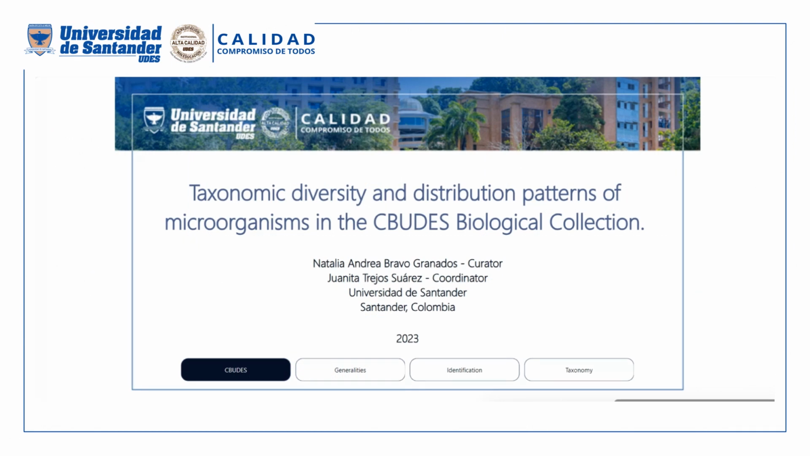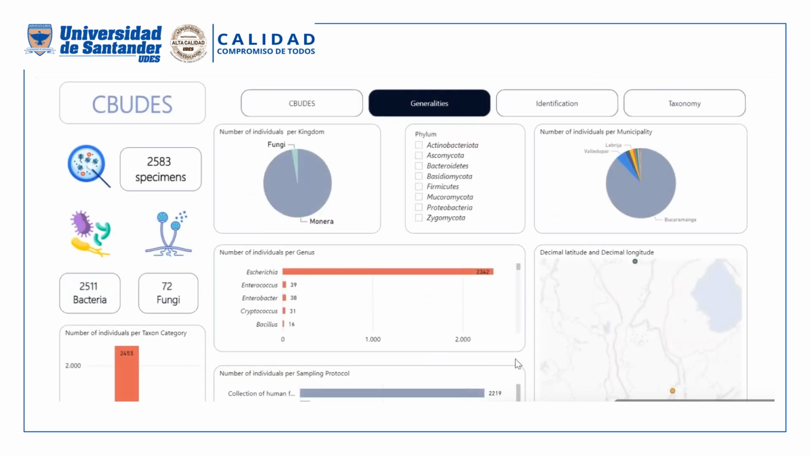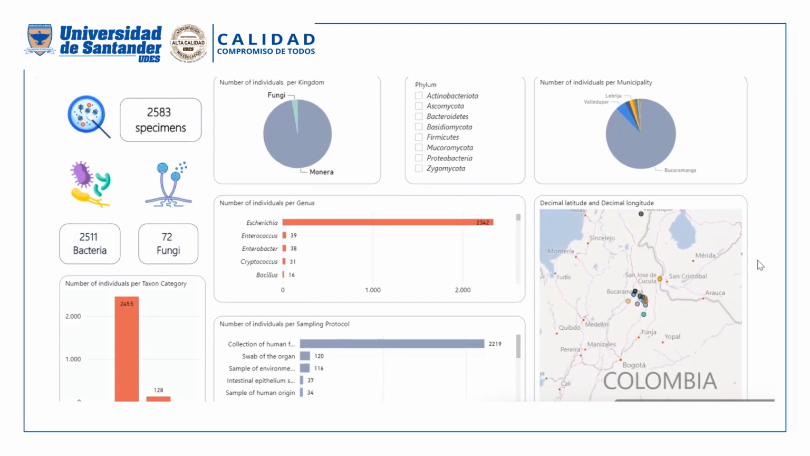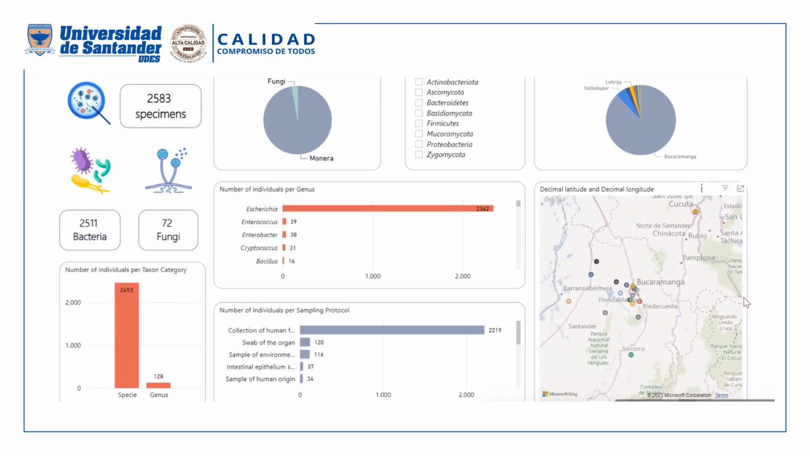The interactive dashboard created in Power BI is titled Taxonomic Diversity and Distribution Patterns of Microorganisms in the CBUDES Biological Collection. We have a home panel where you will find information divided into generalities, identification, and taxonomy. Under generalities, you can find relationships regarding taxon category, the number of individuals per taxonomy, per municipality, and their respective sampling protocol. Clicking on Firmicutes reveals the interaction between different variables.